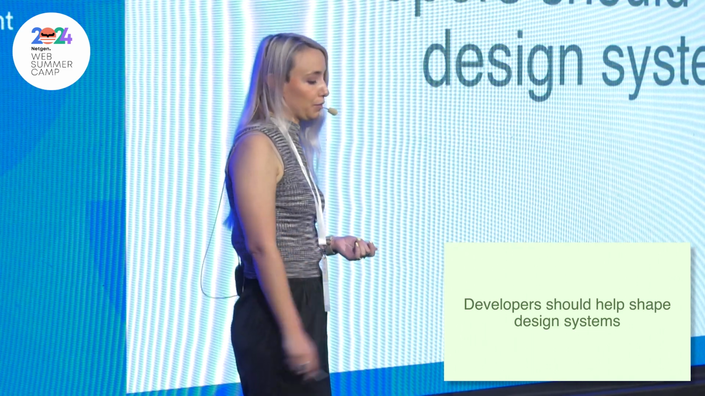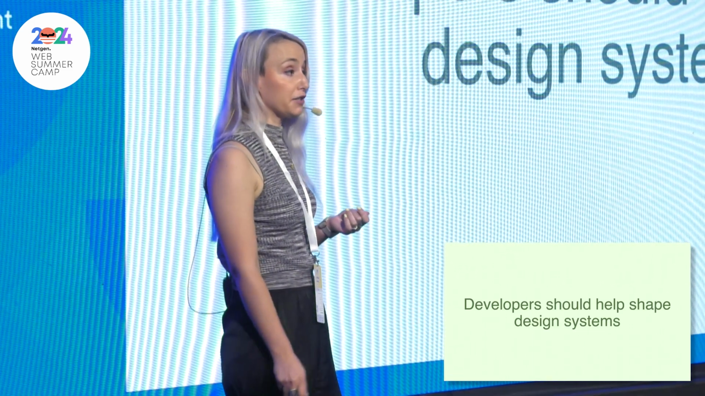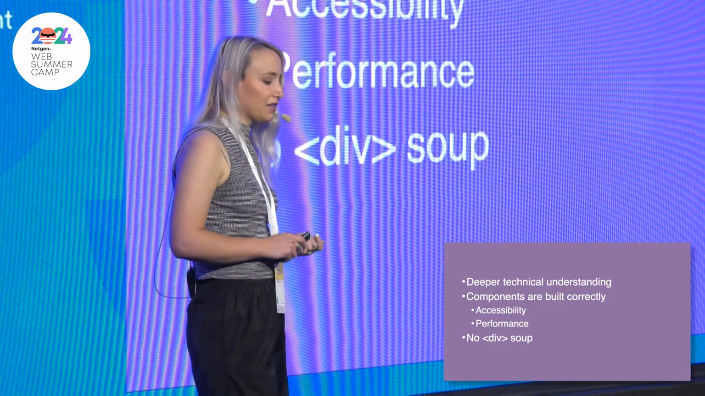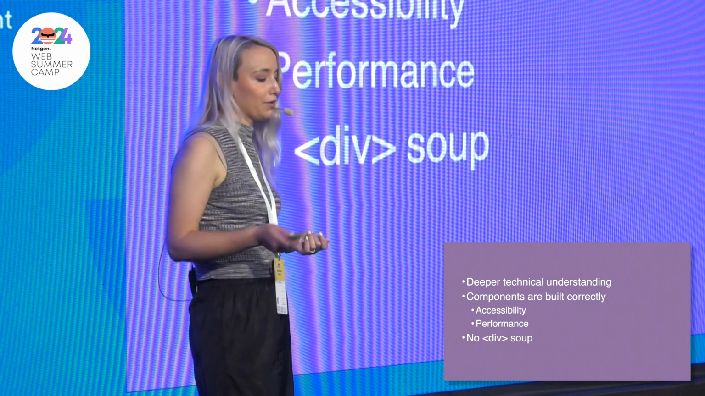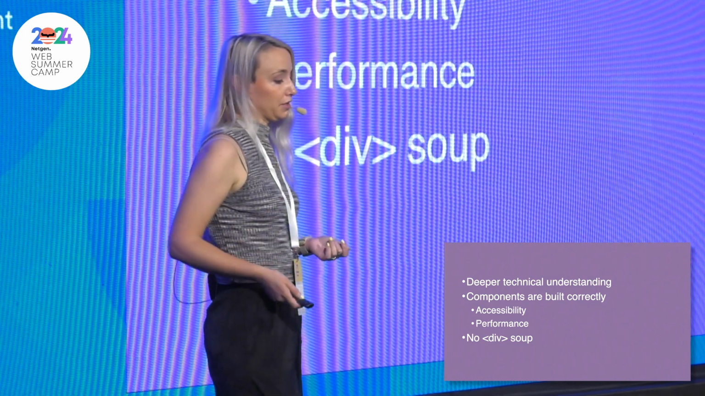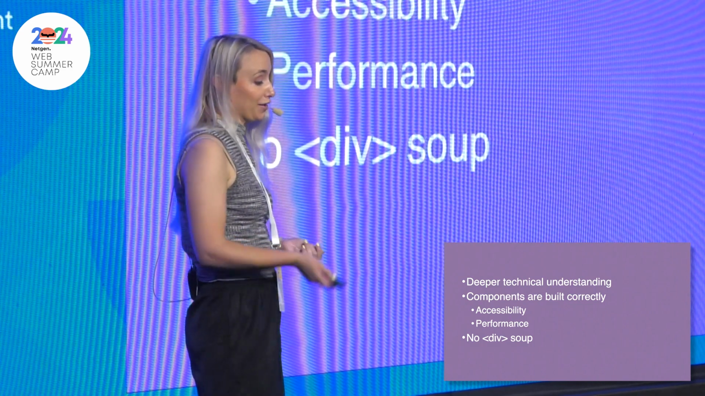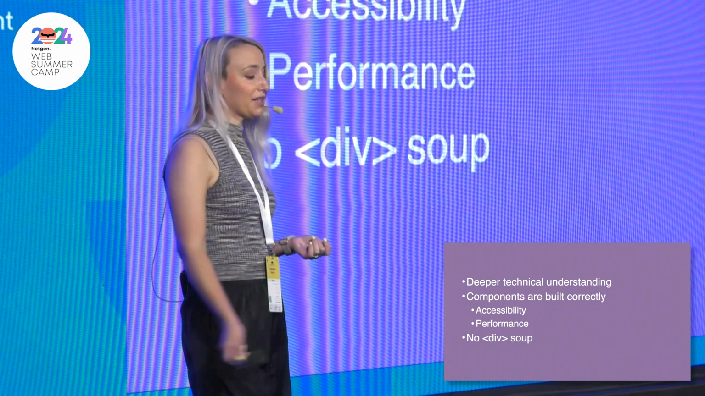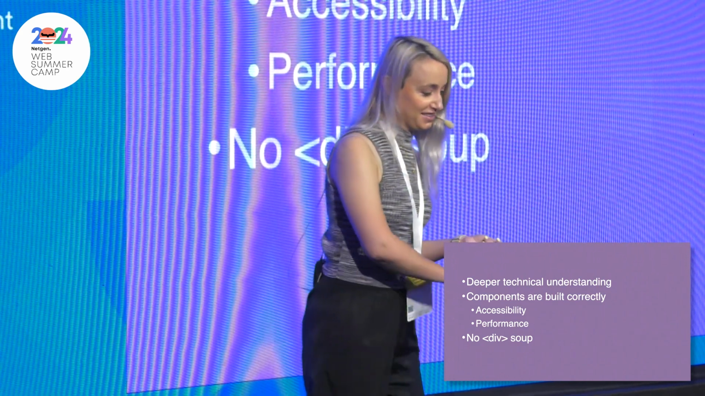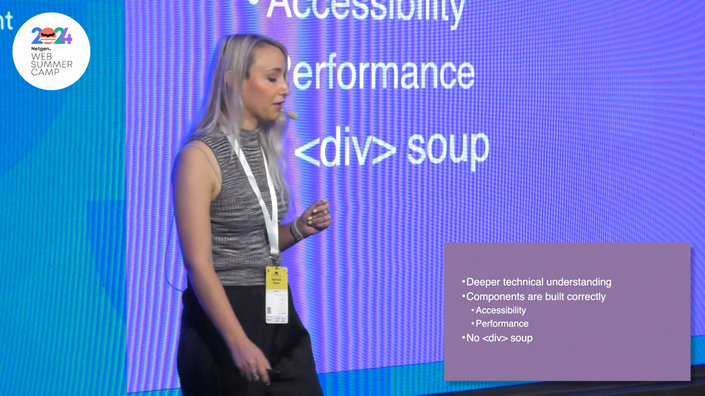And as a developer, you should be helping to shape the direction of the library or system that your team is building, because you're bringing a deeper technical understanding to ensure that components are being built the correct way for accessibility and performance reasons. You should be building out components with semantic code where possible, because there's no excuse for a button made out of divs in 2024. And yes, this is still happening for often no other reason than a lack of understanding about code.